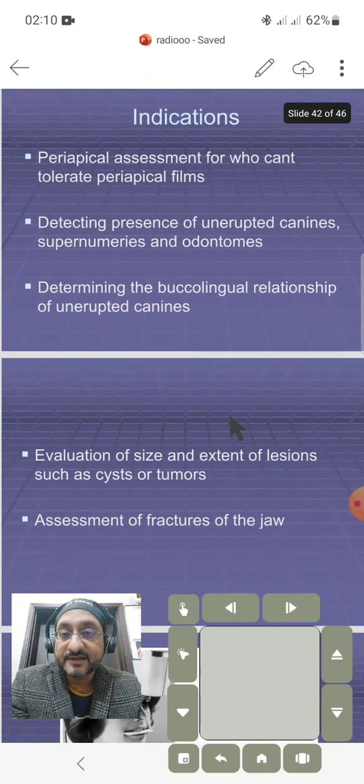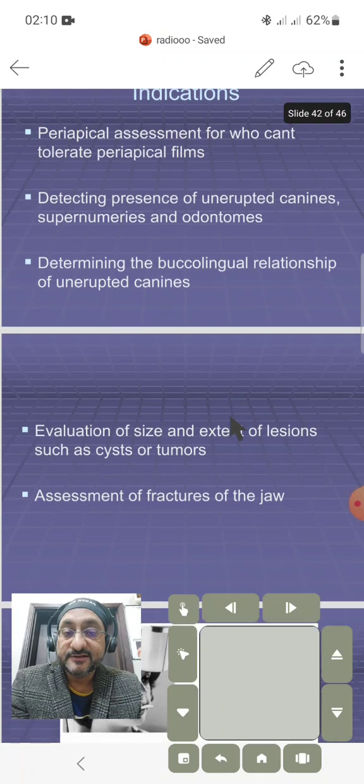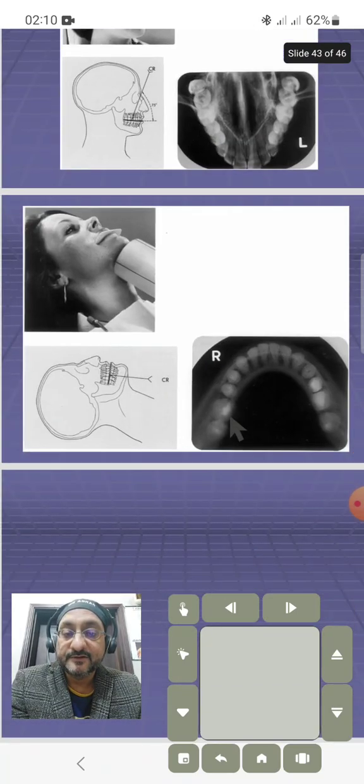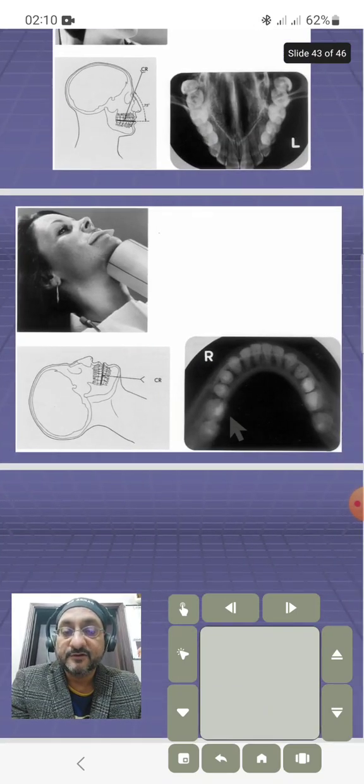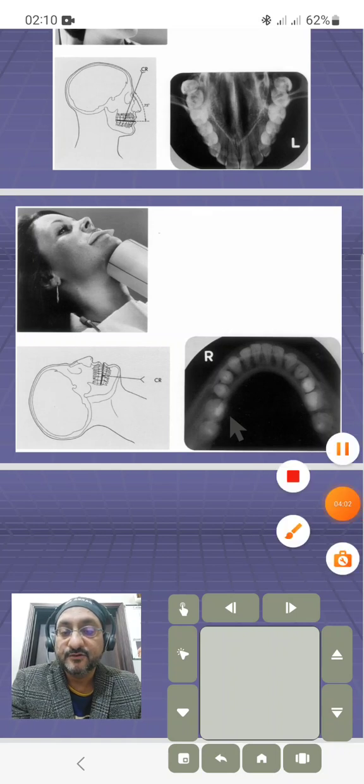The indications are detecting the presence of unerupted canines, detection of the buccolingual relationship of unerupted canines, evaluation of the size of lesions, and assessment of sometimes fractures of the jaw. So that's all about a brief introduction to dental radiology.